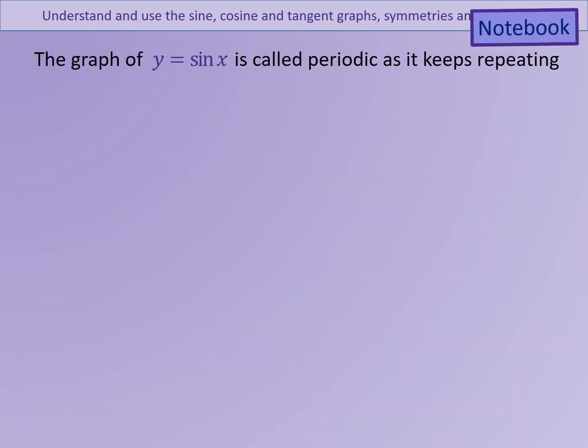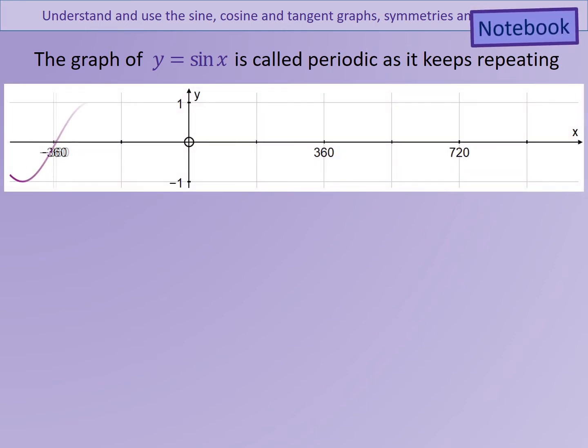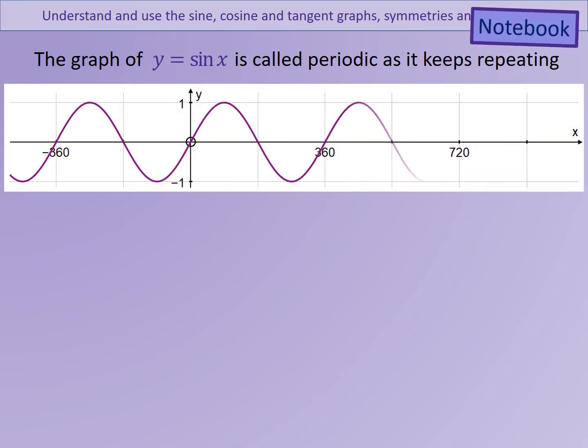Okay, so what do we know about the sine x curve in terms of its characteristics? Well, number one, we call it a periodic curve because it keeps repeating. So we earlier on plotted the curve between 0 and 360, but as we said, if you carry it on to the right, if you carry it on to the left, you can see that it produces this periodic cyclical curve, which goes on, of course, forever and ever.